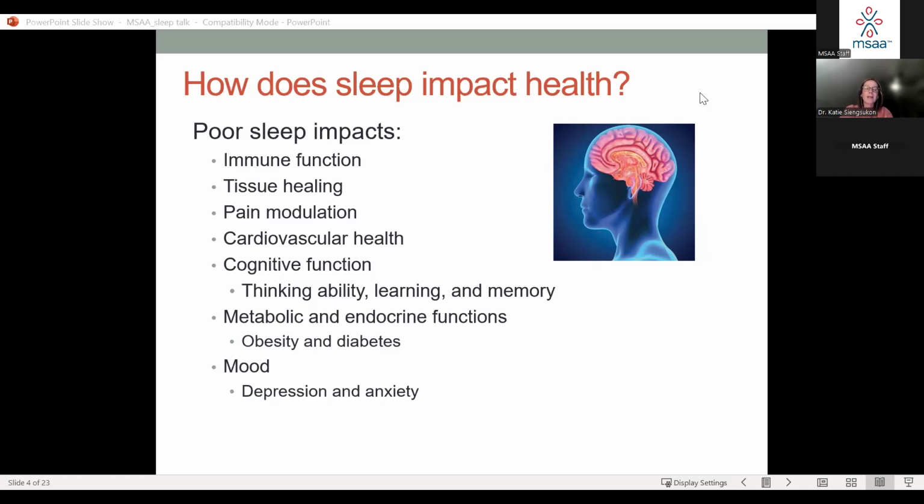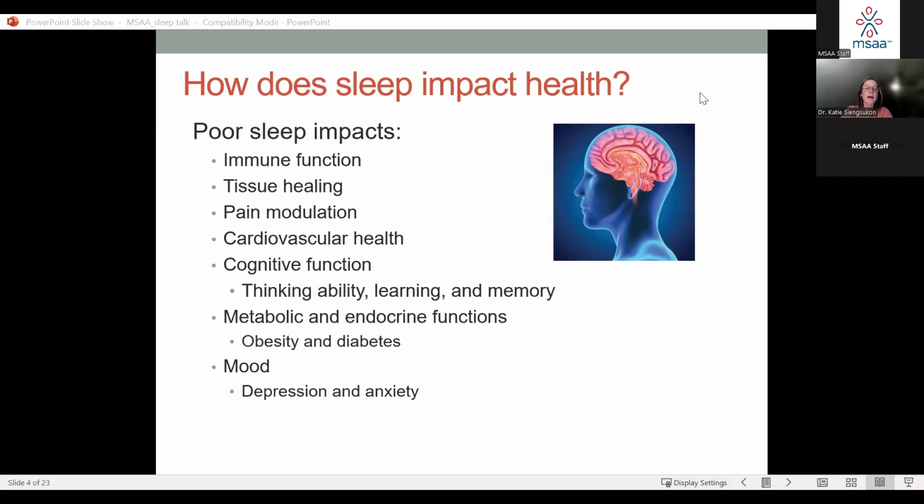It probably makes intuitive sense that if you have pain, that's going to disrupt your sleep. But we're really interested in understanding how not getting adequate sleep can actually set you up for developing pain conditions. Some studies suggest that people who aren't sleeping well are more likely to develop chronic pain conditions 10 years, 15 years down the road.